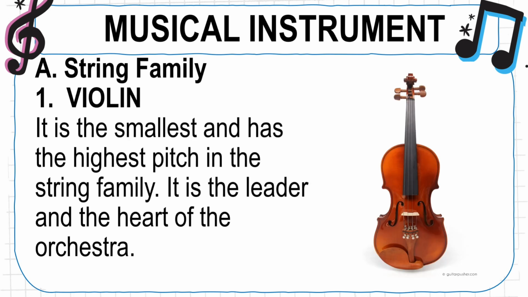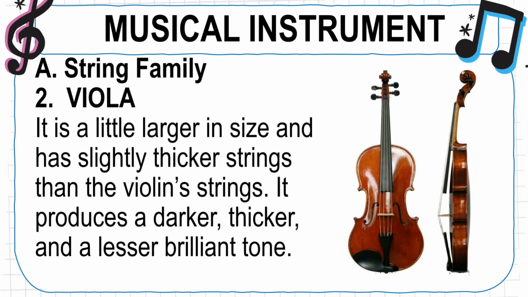First, the violin. It is the smallest and has the highest pitch in the string family. It is the leader and the heart of the orchestra. Next, we have the viola. It is a little larger in size and has slightly thicker strings than the violin strings. It produces a darker, thicker, and less brilliant tone.